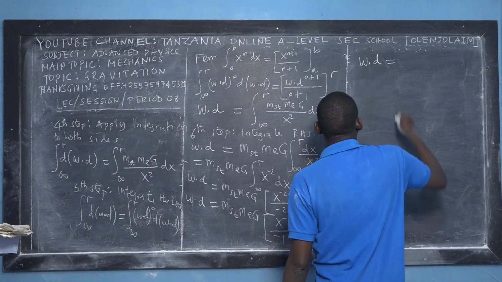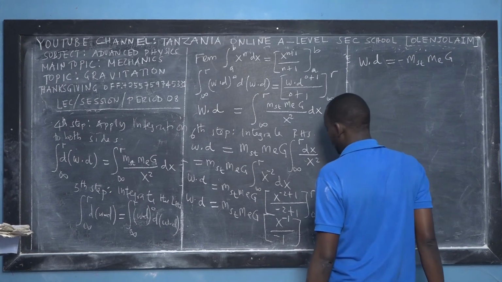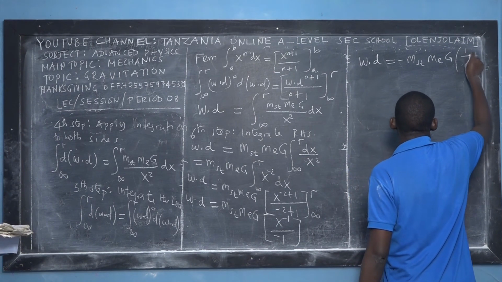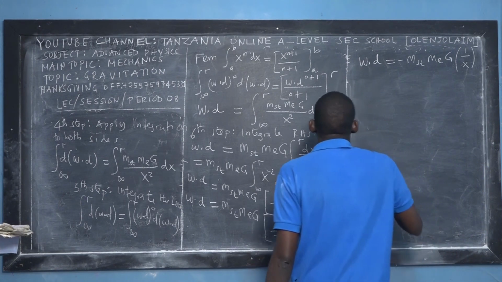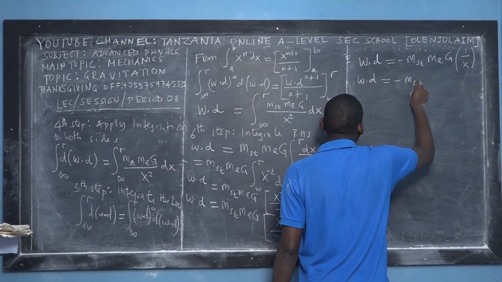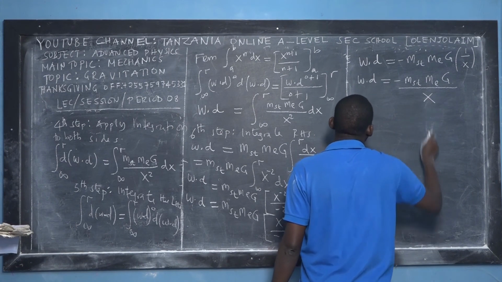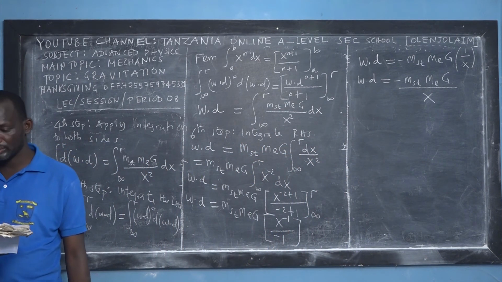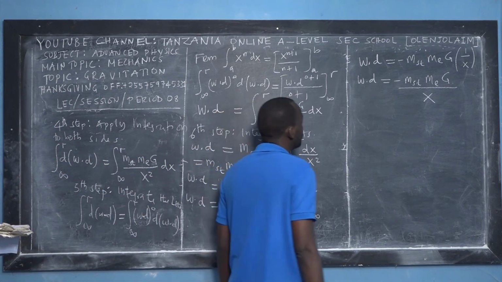So if that is the case, you have negative mass of the satellite, mass of the S, universal gravitational constant, then x power negative 1, which is equivalent to 1 over x. So the work done in bringing the satellite is equal to mass of the satellite, mass of the S, universal gravitational constant over x. So that's the formula for the work done required to bring the satellite from infinity to the point.